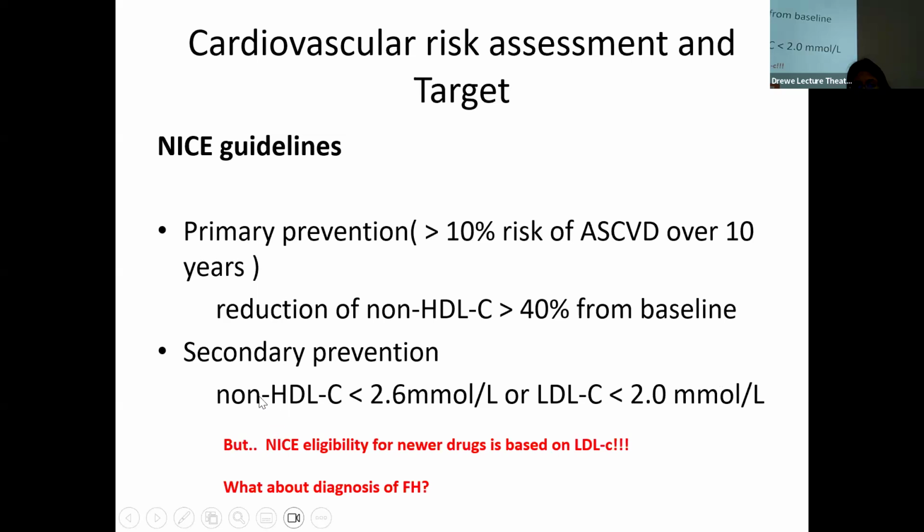So you've got both a non-HDL cholesterol and LDL cholesterol here in these NICE guidelines. As I said, the NICE eligibility for some of these newer drugs is based predominantly on the LDL cholesterol. And of course, for the diagnosis of FH, you need the LDL cholesterol as well.